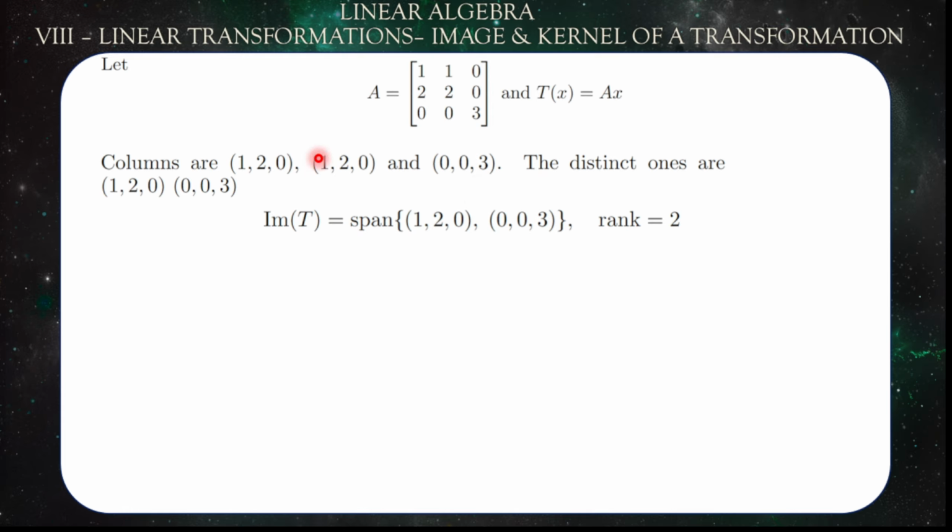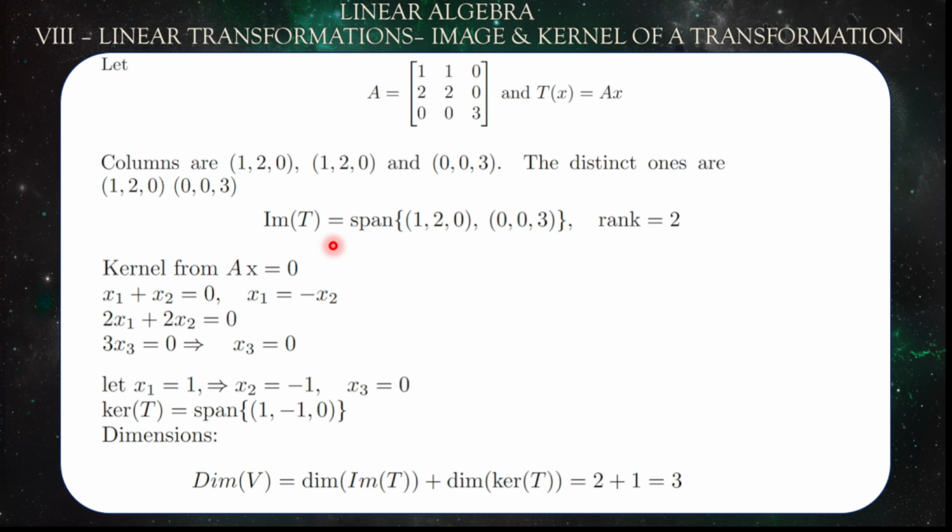Okay? The first two are linearly dependent, because simply they are the same. You can say, in other words, the second one is a combination of the first one, and vice versa. So the distinct ones are (1, 2, 0) and (0, 0, 3). Hence, the image of T is equal to the span. You open the curly brackets, and on the inside, you insert the two distinct columns, which form the basis, by the way. And these are (1, 2, 0) and (0, 0, 3). So the rank is equal to 2.